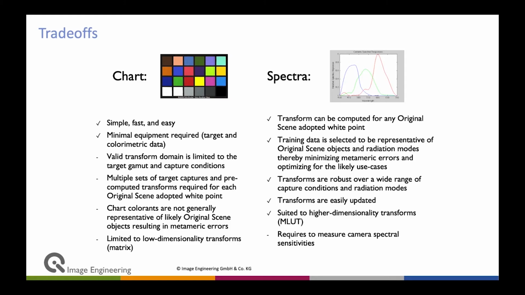The other benefit is if you use a spectra-based approach, you are very well prepared to do some more sophisticated conversions like multidimensional lookup tables. I made the example with the 3x3 matrix, but that is really the most basic approach. Modern color processing is often done with multidimensional lookup tables. And if you want to do that, you actually need many more colors. You need to optimize for that. So then the spectra-based approach is your choice.